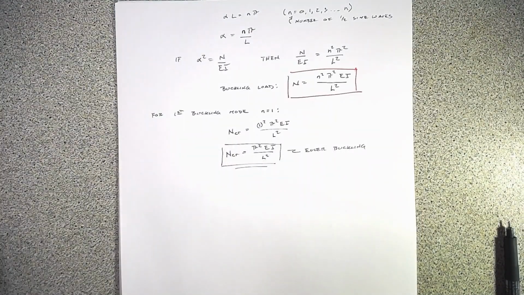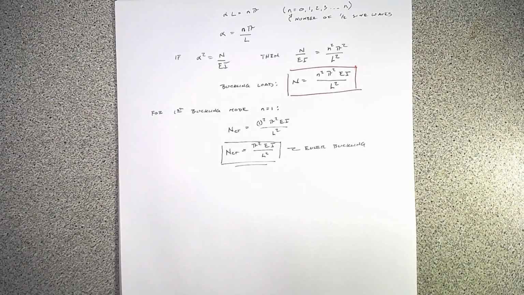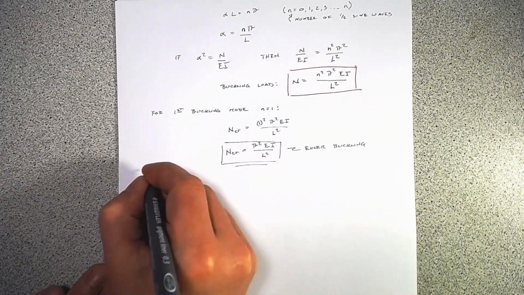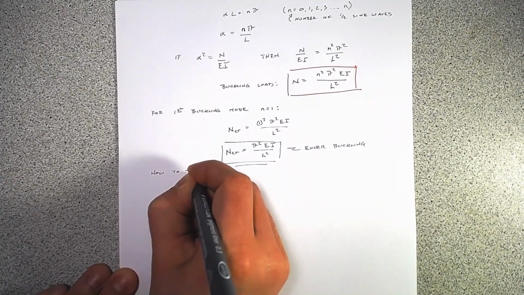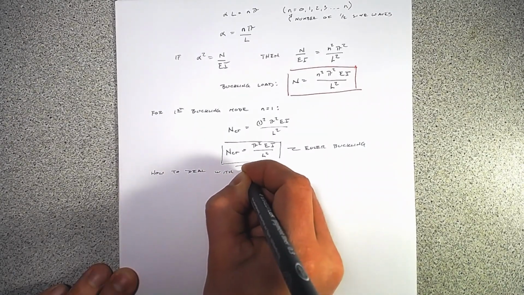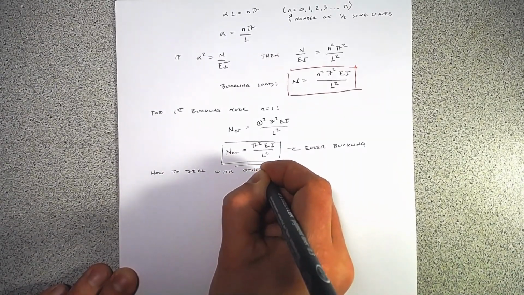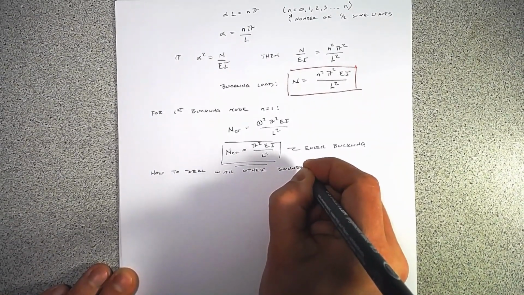How do we use this critical buckling case in order to describe conditions other than this straight pin condition? How do we deal with other boundary conditions?